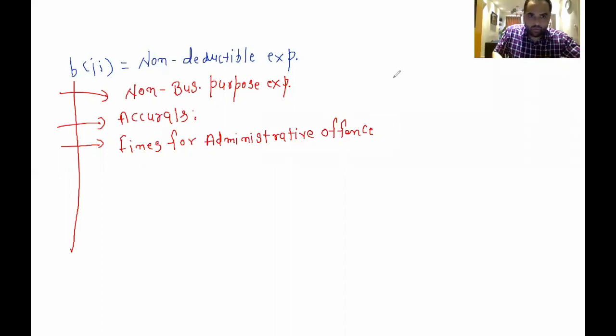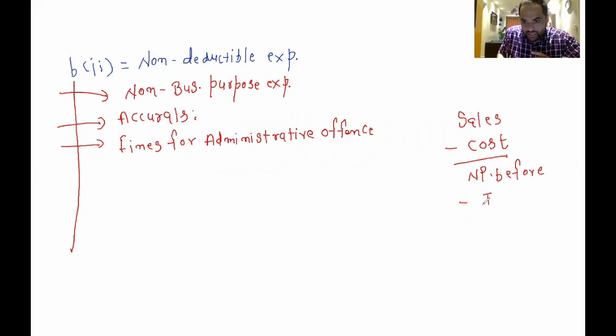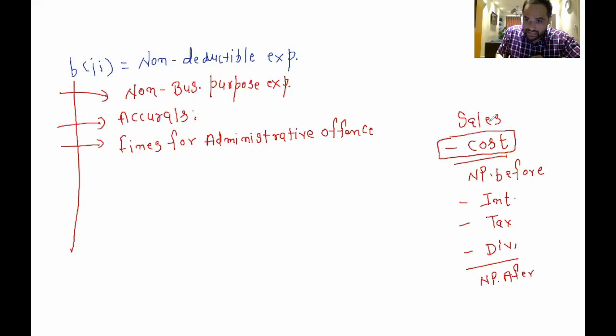So let me explain to clarify here. When we calculate the net profit, from the accounting point of view, we have sales minus cost, all kinds of costs, operating and cost of goods sold. We have net profit before, minus interest, minus tax, minus dividend, and then you get net profit after. That's the way of estimating the profit. So remember, this is turnover, providing product and services.